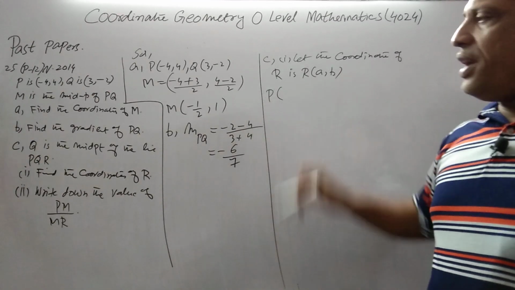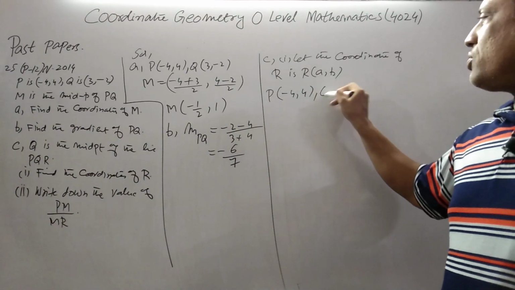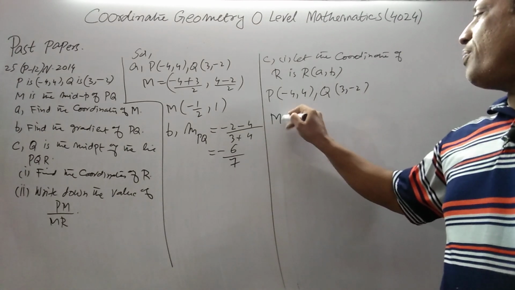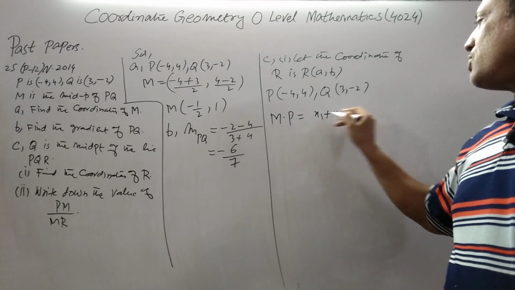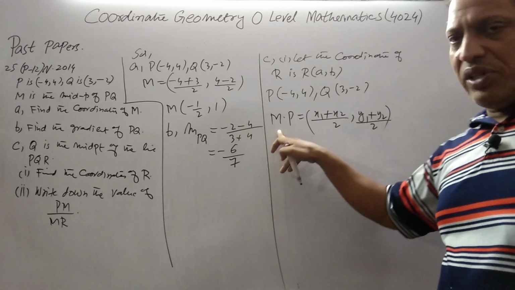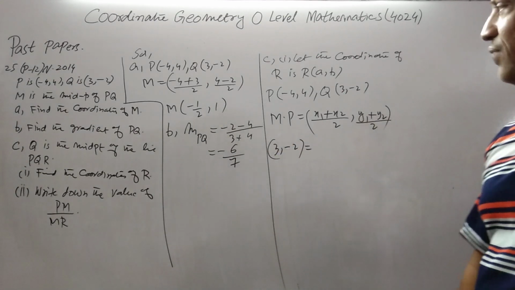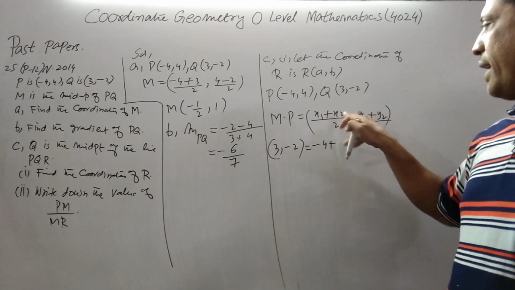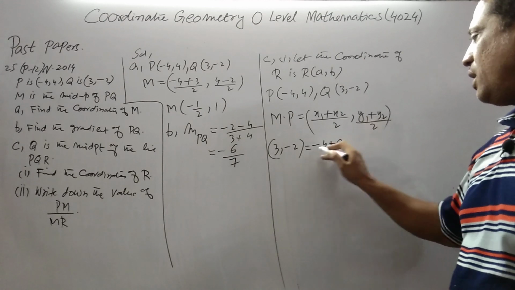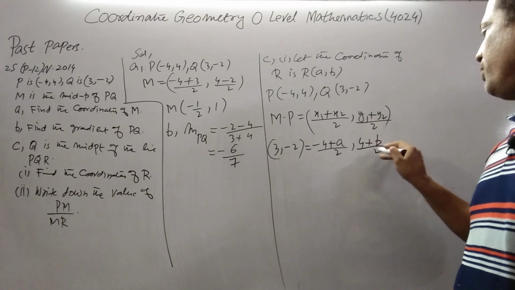What are the coordinates of P? Coordinates of P are (-4, 4), and coordinates of Q are (3, -2). So what is the formula of midpoint? It is ((x1 + x2)/2, (y1 + y2)/2). In this question, the midpoint is given, which is (3, -2), and x1 is -4, x2 is the value of x in R coordinate, which is a. So we get (-4 + a)/2, and y1 is 4 plus y2 is b over 2.